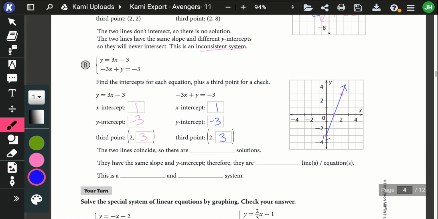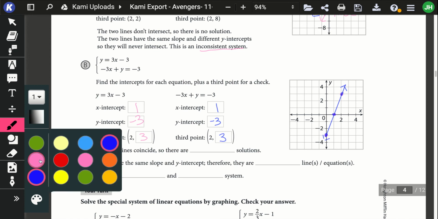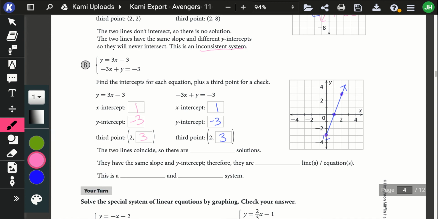We're going to go 1, comma 0 is here. 0, comma -3 is here. And 2, comma -3 is here. And then we will graph our line. What do you notice about the line? Hopefully you see these are the same.